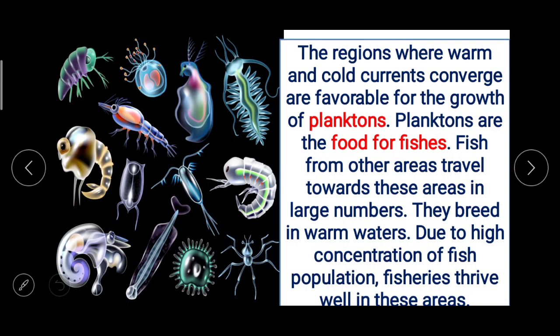Next thing in this, now because of this, the regions where warm and cold currents converge, एक दूसरे के साथ कन्वर्ज होते हैं, warm and cold currents, are favorable for the growth of planktons, which are the food for fishes. Fish from other areas travel towards these areas in large numbers. They breed in warm waters, and due to the high concentration of fish population, fisheries thrive well in these areas.